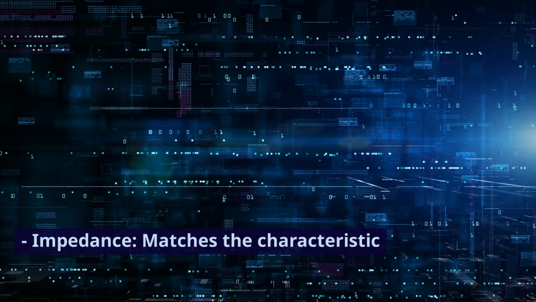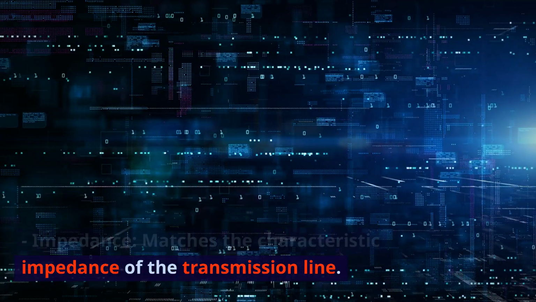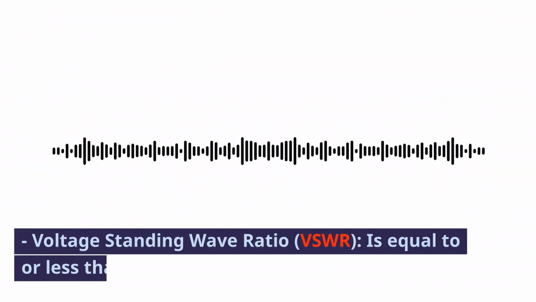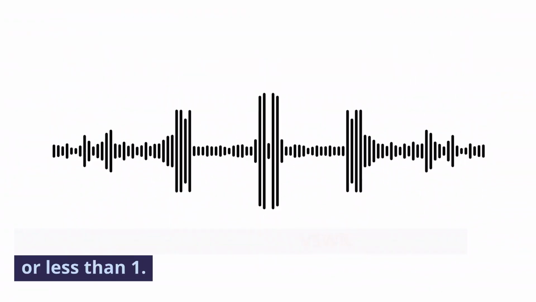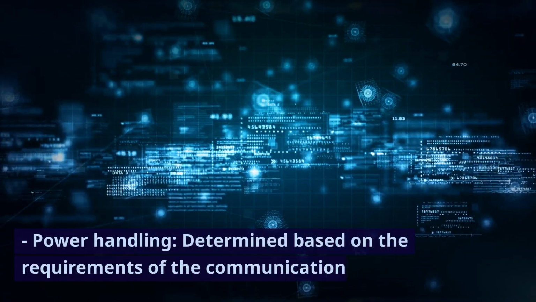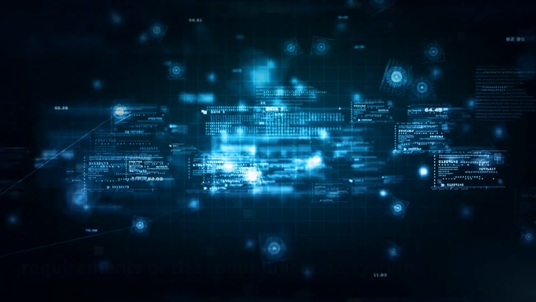Impedance matches the characteristic impedance of the transmission line. Voltage standing wave ratio, VSWR, is equal to or less than 1. Power handling is determined based on the requirements of the communication system.